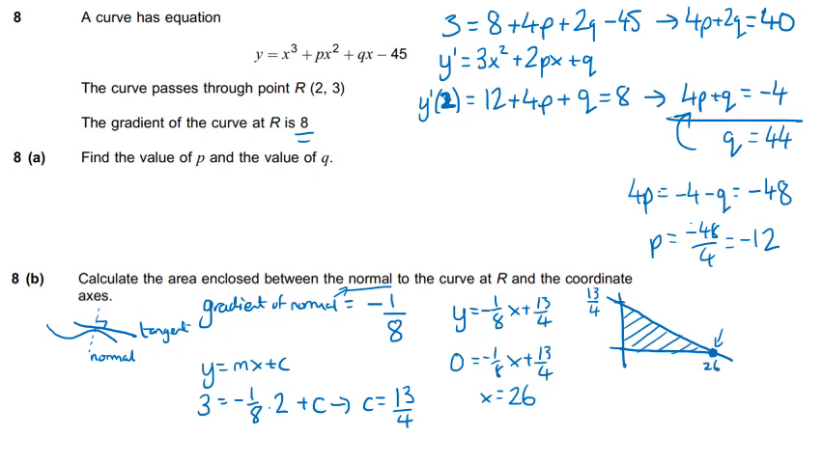Now you could, if you wanted to, integrate the equation of the normal from 0 to 26, but it's just a triangle, so the easier way to find the area is to do a half of the height, which is 13 over 4, times the base, which is 26. A half of 26 is 13, so I've got 13 squared on top, which is 169, divided by 4. Okay, and that's the area.